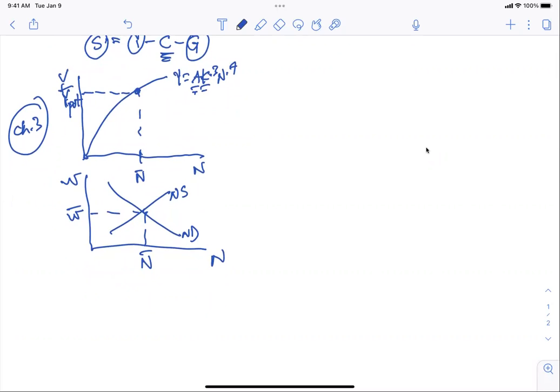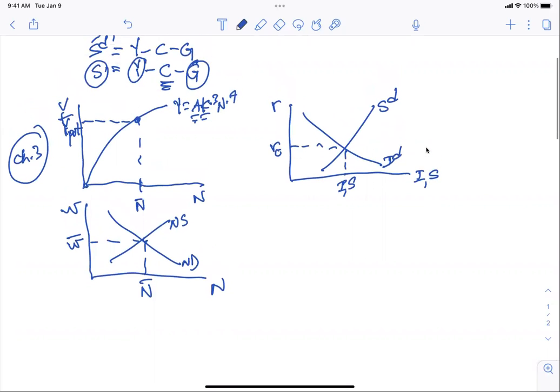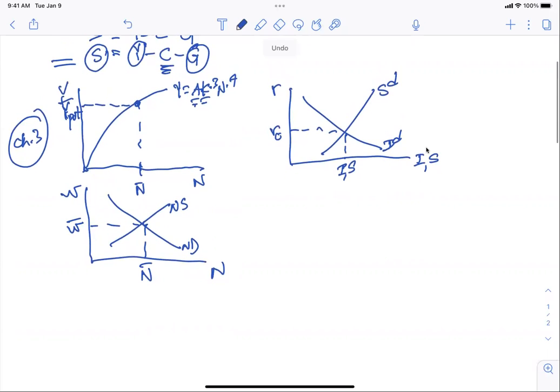Then we have the goods market, right? R, I, and S. We have desired investment, desired saving. That determines the real interest rate, and that determines the level of investment and the level of saving. So once we figure that, it has to do with the goods market, right? The saving up here, consumption has to do with that, right? So that's from chapter 4.